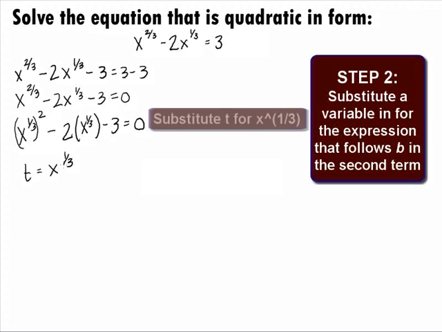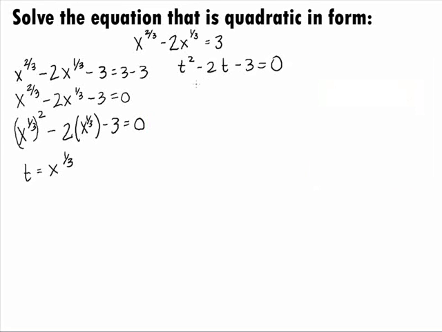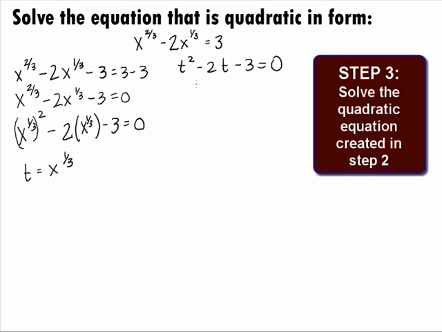Next, we need to substitute t in for x to the 1/3 power in the equation in standard form. We have a base of x to the 1/3 power being squared, so when we substitute t for x to the 1/3 power, we will get t squared minus 2t minus 3 equals 0. Because we started out with an equation that was quadratic in form, we now have a quadratic equation to solve.